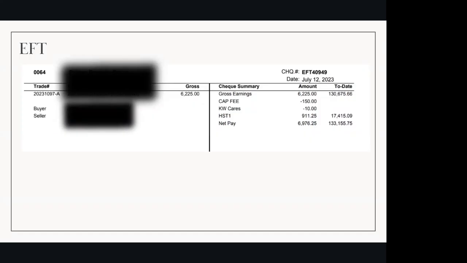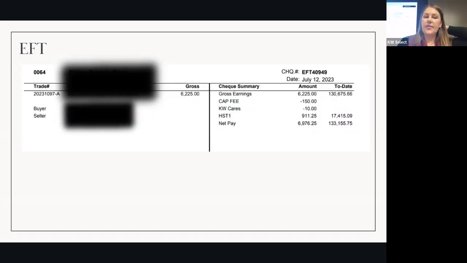So here's another example. This is a different person's EFT, so you can see this one looks different. Again, we start with the gross earnings or the GCI, but this person is capped, so they no longer owe a split. When you're capped, you do pay a $150 transaction fee, but only when you're capped. So there is no royalty coming off and there's no split coming off because they've paid in their max amount so far for the year. So they pay the $150 transaction fee instead. They're also contributing $10 to Kindness Works, also paid HST, and then their net pay.